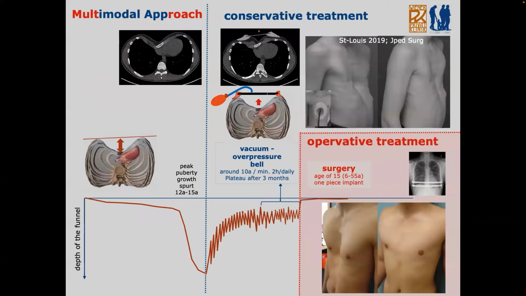This is an overview of the conservative and the operative treatment options. You see how the depth of the funnel is measured. It's very easy. Funnel development begins at different times in childhood, but is particularly pronounced during the pubertal growth spurt. So the funnel becomes deeper. This is when the funnel has to be started to put it into a conservative medical treatment.